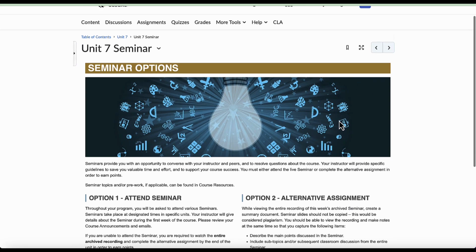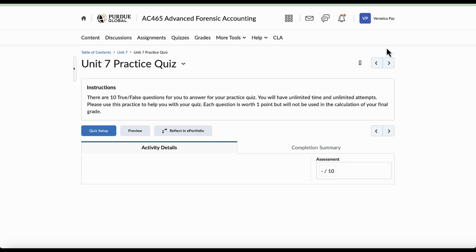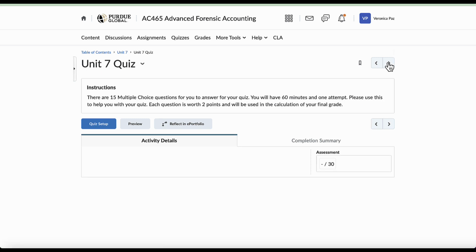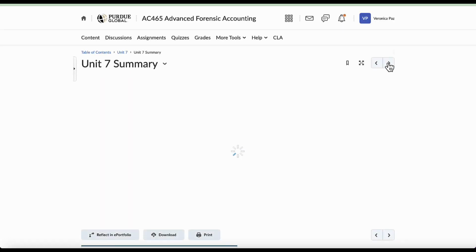Then we have our seminar at our regularly scheduled date and time, and if you can't attend, don't worry, we have the alternative assignment. And as always, we have the practice quiz with 10 true-false questions, and our regular quiz, which has 15 multiple choice questions as well. Once you do all of these learning activities, we should be at the end of Unit 7.